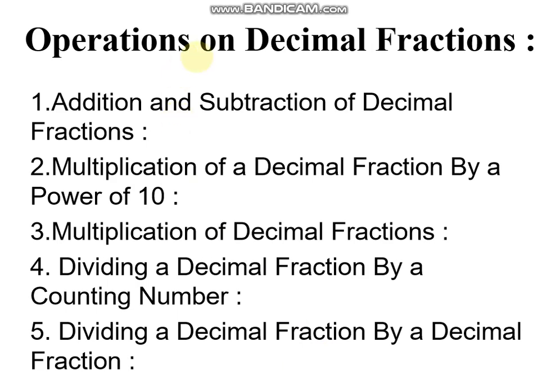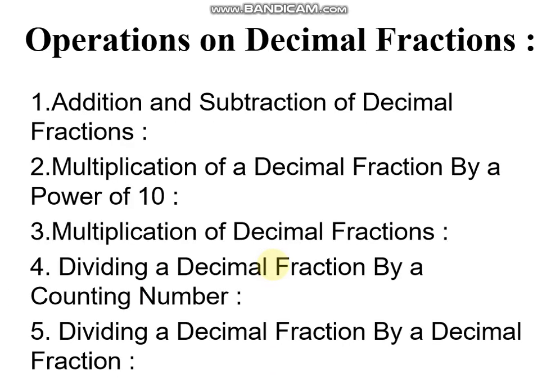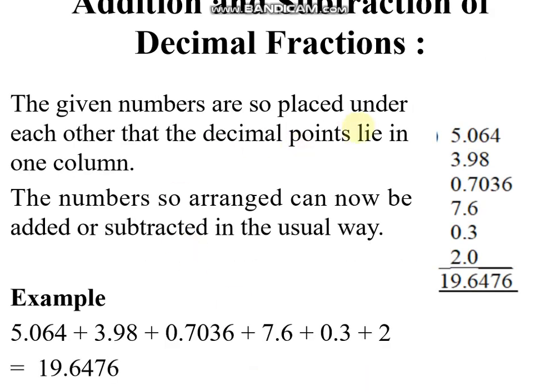Five operations are in decimal fractions: first, addition and subtraction. Second one, multiplication of a decimal fraction by a power of 10. Third one, multiplication of decimal fractions. The fourth one, dividing a decimal fraction by a counting number, and the fifth one, decimal fraction by decimal fraction division. First one, addition and subtraction: as usual addition and subtraction only, you have to keep the decimals in the same line. That's the only matter here.